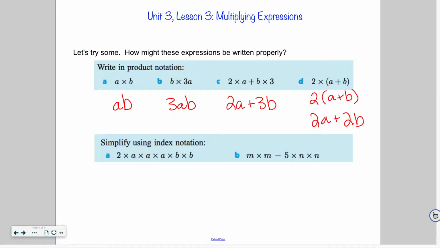Why don't you try these two? You can work together with the person next to you if you want. In your math notebook. Patrick, you should have your book open right now. Make sure you have some sort of title there. Try those two. 2a. 2 next to an a next to an a.